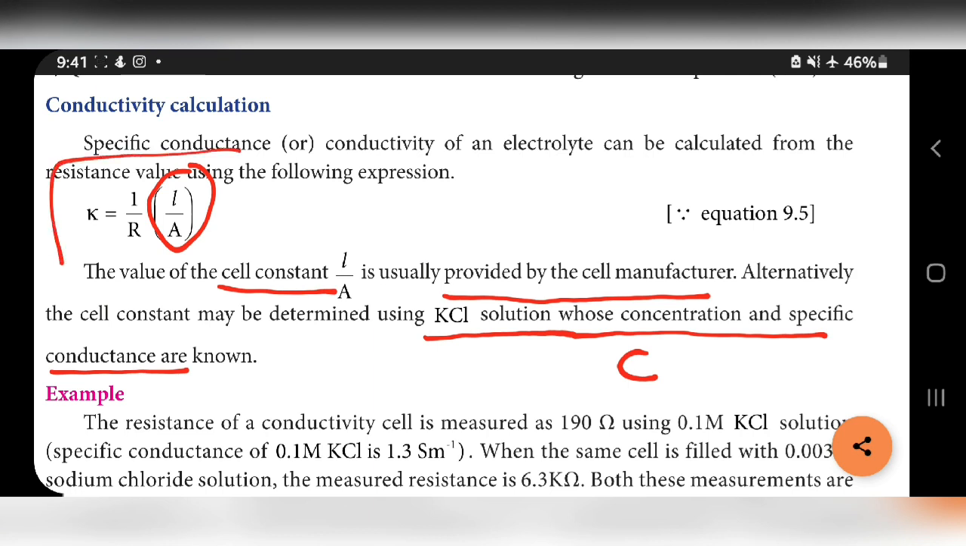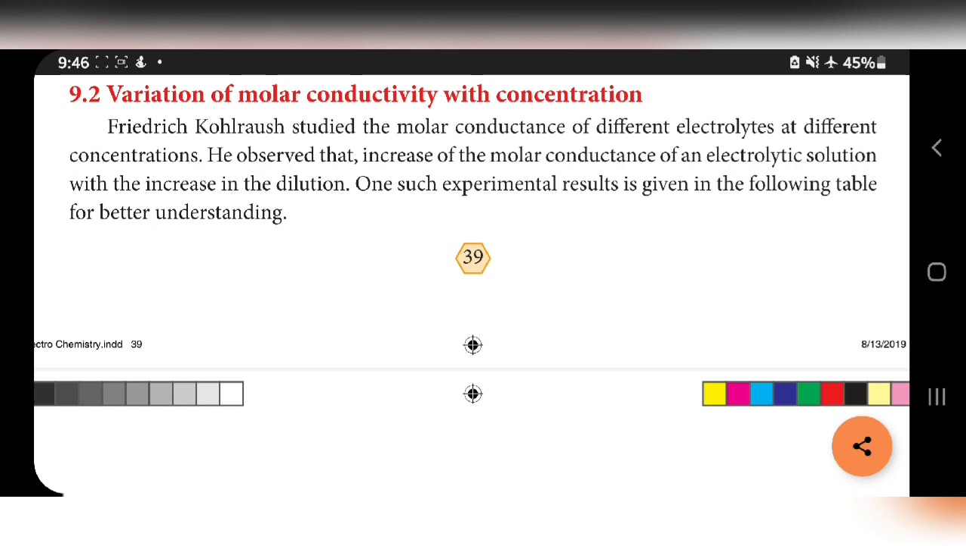With the help of this equation, specific conductance or conductivity of an electrolyte can be calculated. Variation of molar conductivity with concentration.